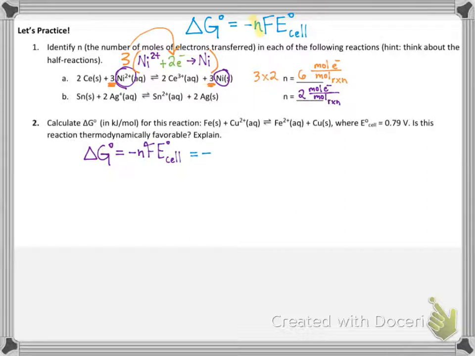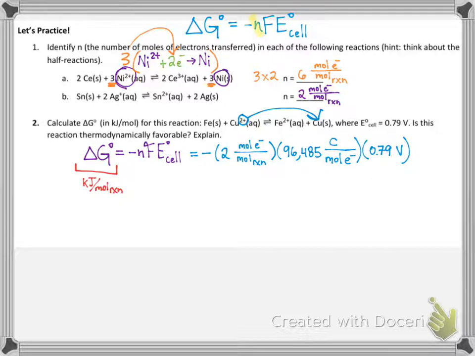This balanced reaction is pretty straightforward, right? Everything's going from either neutral to +2 or +2 to neutral. So hopefully you can see that n equals 2. And then, in case you forgot what the F was, it's Faraday's constant, and it is a constant that is given to you on the formula chart. And then, of course, E naught cell, they actually told you that. It was 0.79 volts.